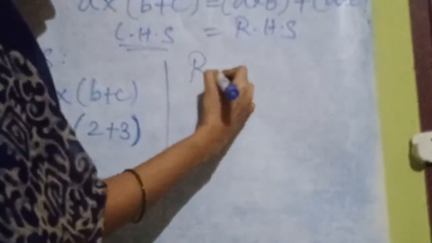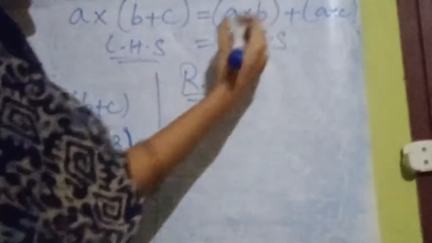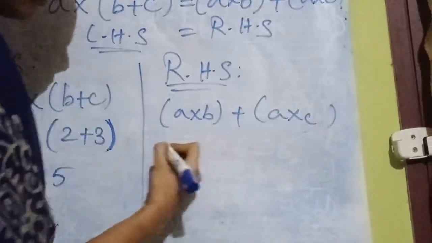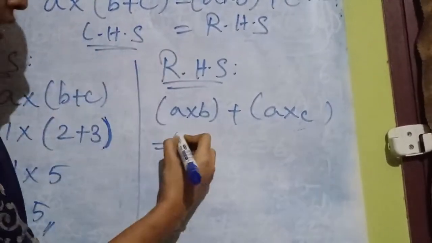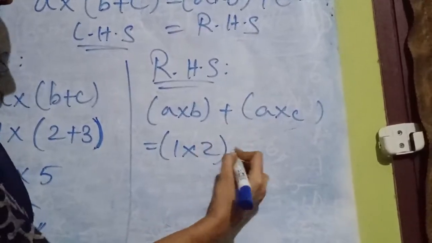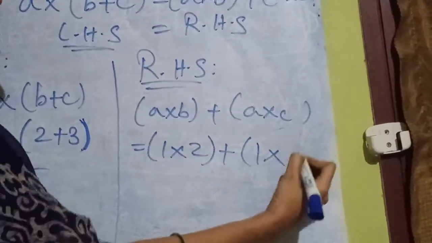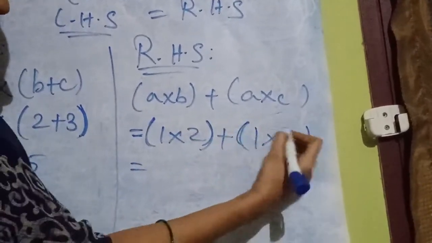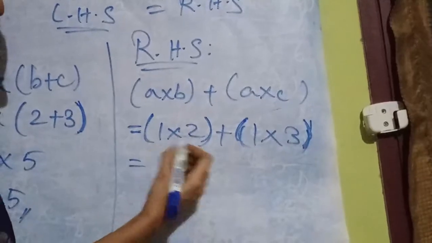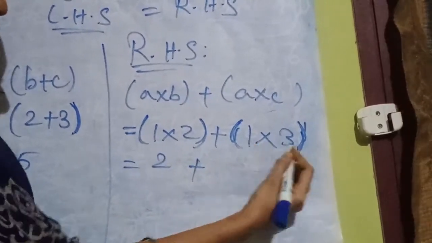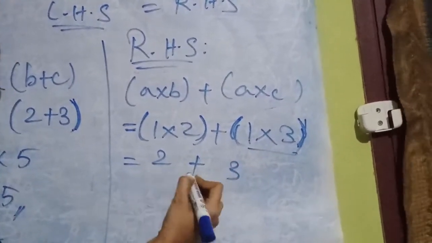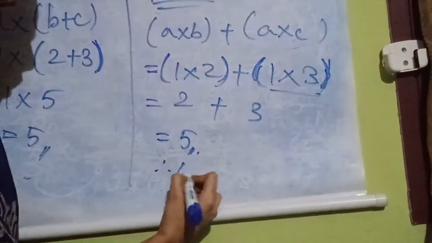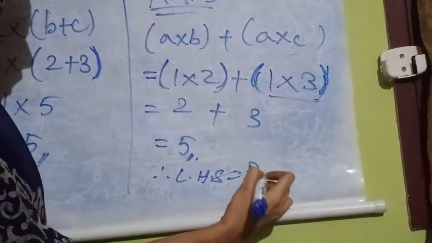Next move to RHS. RHS is A into B plus A into C. Substitute the values. 1 into B value is 2 plus A value is 1 into C value is 3. Now perform using the BDMAS rules. First you solve the bracket values. 1 into 2, 2 plus 1 into 3, 3. 2 plus 3 is equal to 5. Now RHS is also 5. Therefore LHS is equal to RHS.